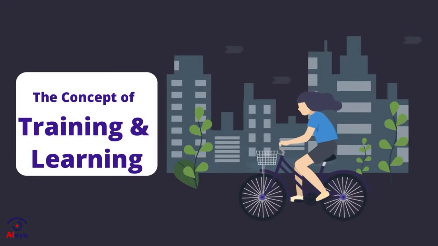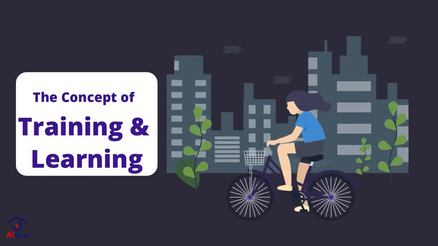The concept of training and learning. Having understood what an artificial brain is, it is now time to understand how it can be trained and how it learns. Let us first understand what is meant by training and learning, as well as the concept of supervised and unsupervised learning, as well as reinforcement learning, popular in artificial intelligence.